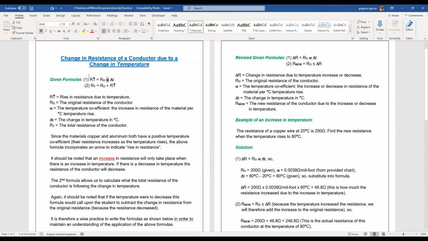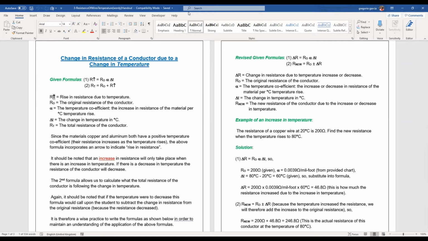Okay, so let's look at all these different variables. That R with the upward arrow means rise in resistance due to temperature. When the temperature goes up, resistance is going to go up, and we already explained why. Molecules are going to be moving faster. Then we have the R sub zero, which is the original resistance of the conductor, and we're going to do a calculation in just a bit. Then we have that temperature coefficient, and you may wonder, how will I be able to find that temperature coefficient?